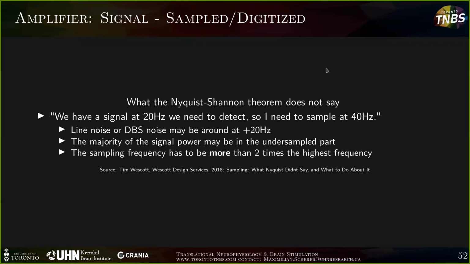And important, the sampling frequency has to be more than 2 times the highest frequency in your signal. If it's exactly 2 times the highest frequency, that highest frequency is the one whose amplitude you cannot reconstruct, which is a limitation of the sampling. So if we sample our 20 hertz signal at 40 hertz, we would get the amplitude up to 19 hertz, and at 20 hertz we would lose it. We couldn't know what the amplitude at 20 hertz was.